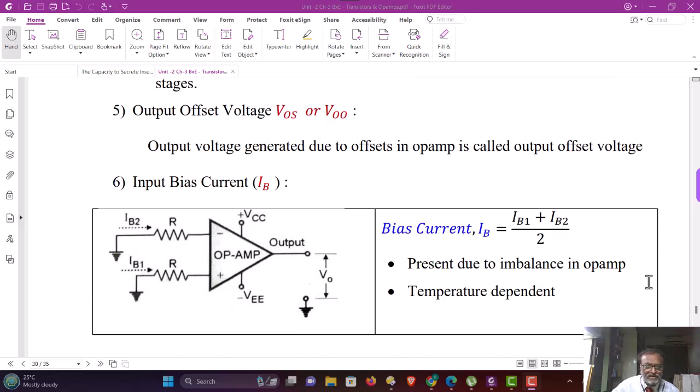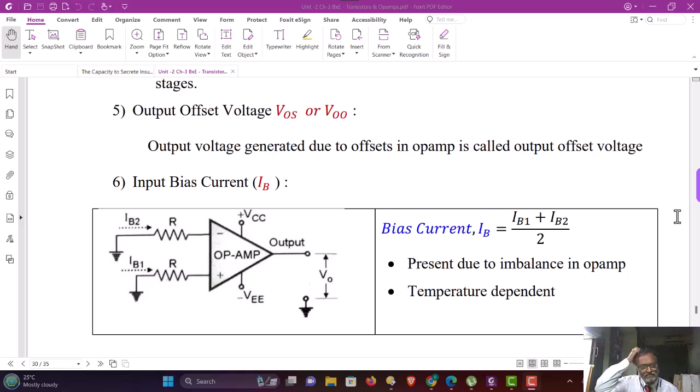The output offset voltage is denoted by VOS or VOO, and output offset voltage is present at the output of the op-amp because of the internal device characteristic mismatch. Because still today, the technology is not that accurate to implement matched characteristic devices. There may be a few percent or fraction of a percent mismatch in the device characteristic, and due to this the output offset is generated.